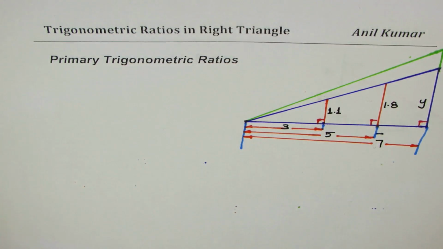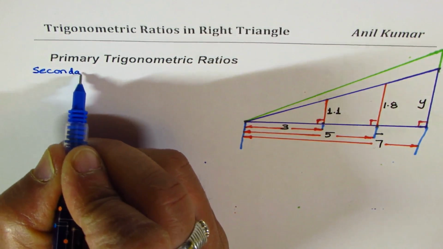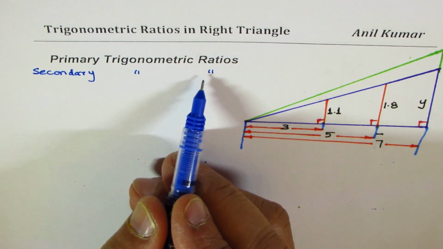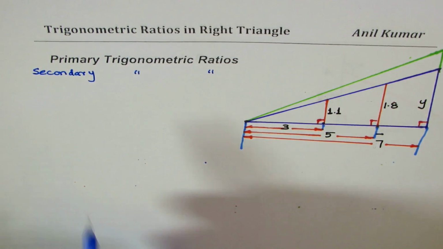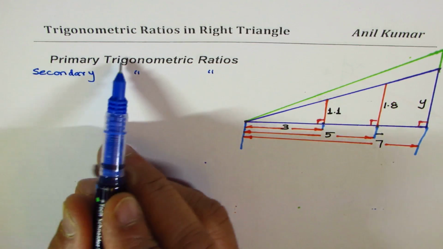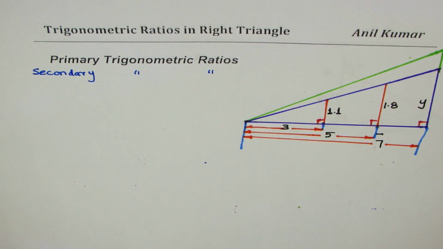Now, since I have used the word primary, there is another which is called secondary, right? So secondary trigonometric ratios, these we'll cover in the next video. Secondary trigonometric ratios are basically reciprocal of primary, right? So 1 over primary will give us secondary.